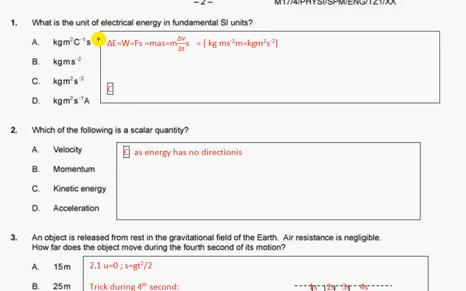Question 1. What is the unit of electrical energy in fundamental SI units? Any energy is equal to work done. Work done equals force times distance. Force equals ma, and a is delta v over delta t. So mass is kilogram, delta v over delta t is meter per second squared, and then meter. Combining these, we get answer C.